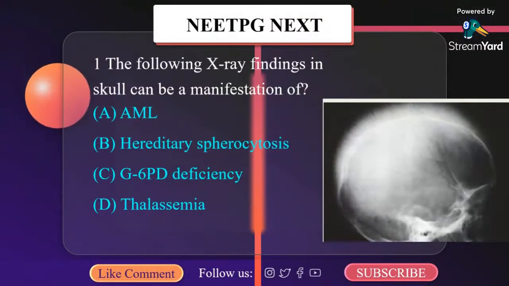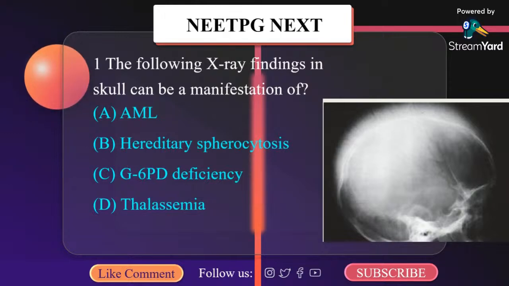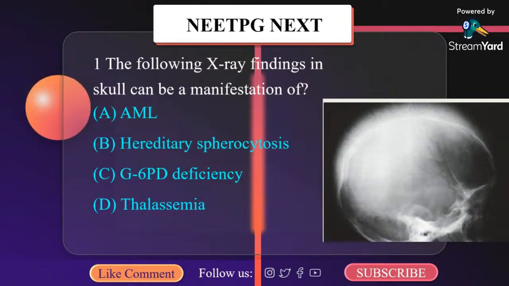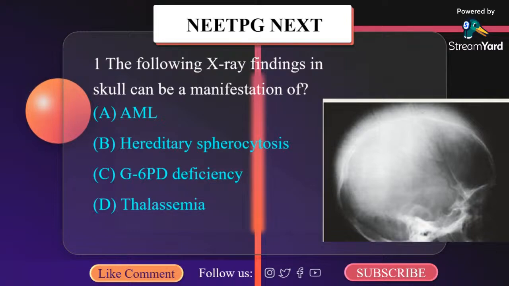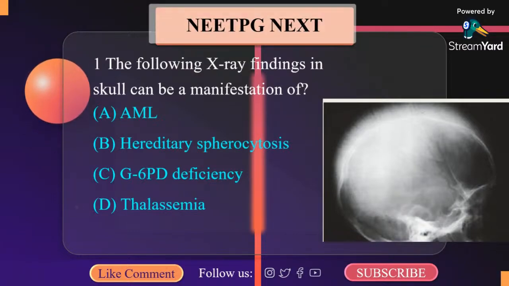The following X-ray finding in skull can be seen as a manifestation of... Here you can see a crew-cut appearance. It is suggestive of expansion of bone marrow, which is seen in thalassemia. The four options are A. AML, B. Hereditary spherocytosis, C. G6PD deficiency, D. Thalassemia. So the correct option is D. Thalassemia.